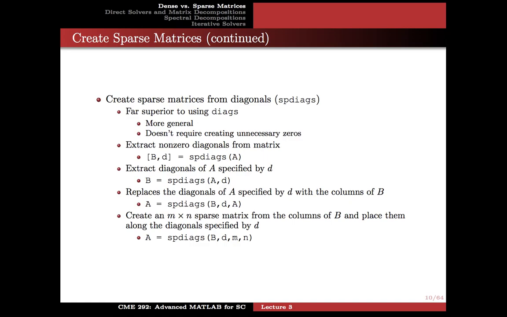You can also extract the diagonals of A specified by d. So let's say we're only interested in the tridiagonal format, then d would be the vector -1, 0, 1. We can replace the diagonals of A specified by d with the columns of B. And lastly, you're going to use this in the next exercise. This is one of the most useful calls because we can provide B in a matrix format, as well as the indices of the diagonals d and the corresponding size, and make a sparse diagonal matrix stored in A.